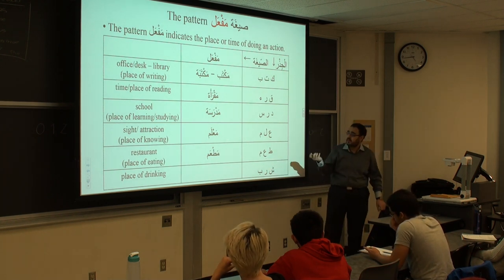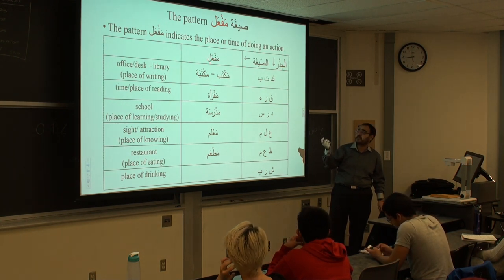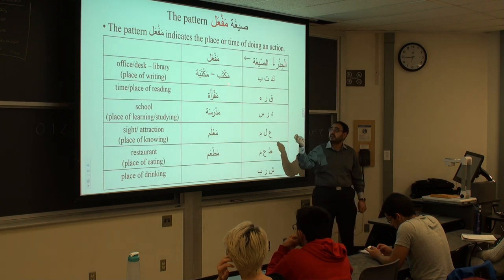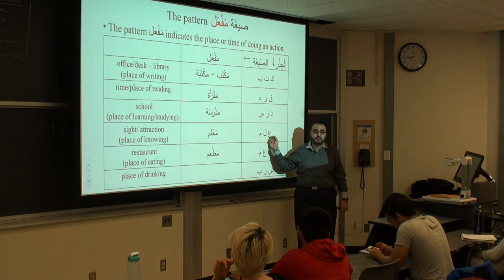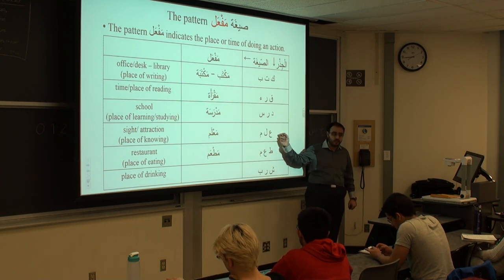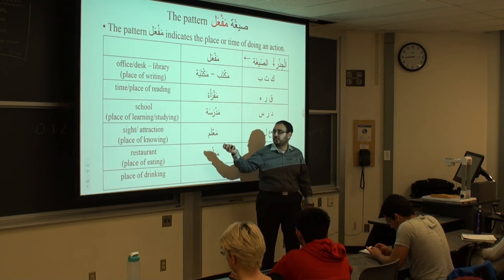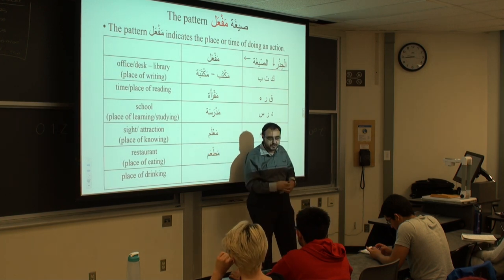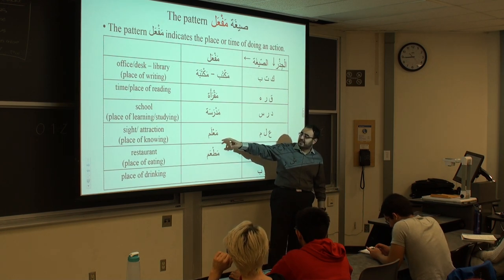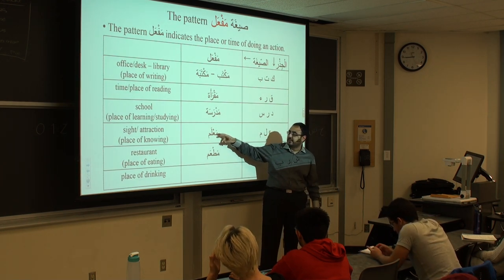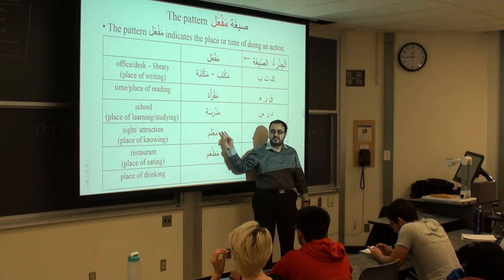Next one. Ma'alam, exactly. So again, by replacing the fa with the ayn, the ayn with the lam, and the lam with the meem, and then adding the extras, it will be ma'alam. This root, ayn lam meem, has to do with knowing. So any guesses? Ma'alam has been used recently, i.e. in the last century or a little bit more sometimes, to indicate sight or attraction.